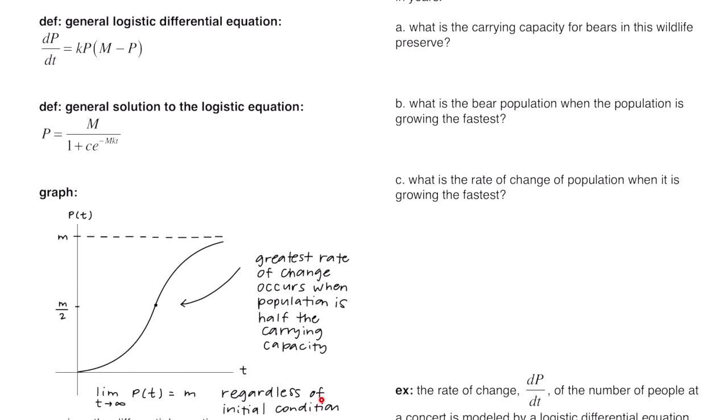Regardless of the initial condition, as t gets larger and larger, the limit of the curve is going to equal M. So as t gets larger and larger, the curve will approach the height M, or carrying capacity.